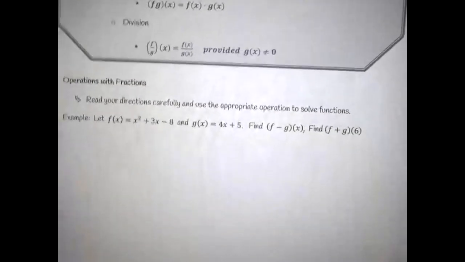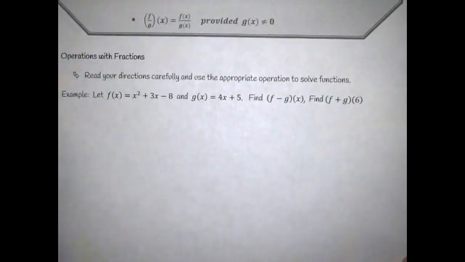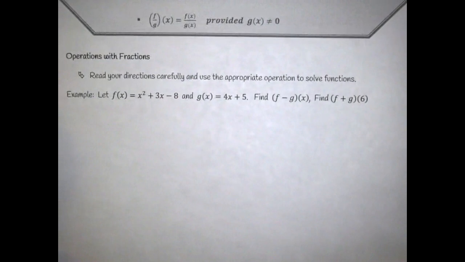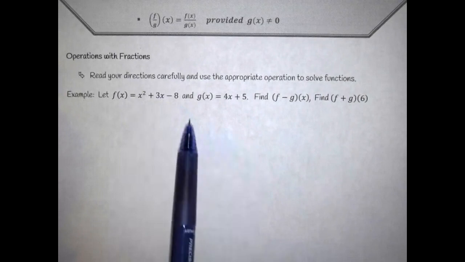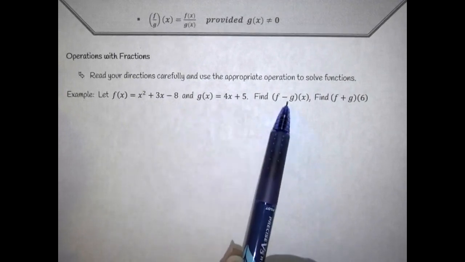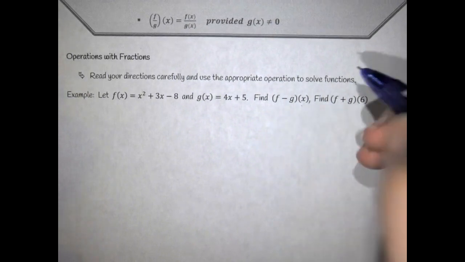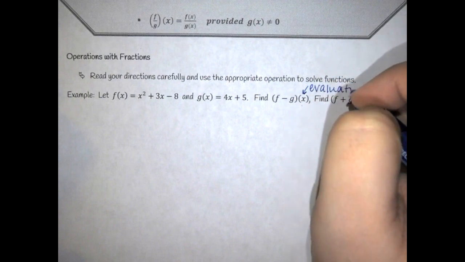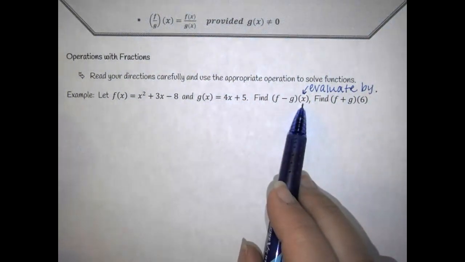So let's go ahead and take a look at an example. This first example says that you need to use the appropriate operation. Here we have: let f of x equal this following expression, and let g of x equal this expression. First of all, you're supposed to find f minus g. And this part here tells you your evaluation. In this case, we're telling you to evaluate by x.